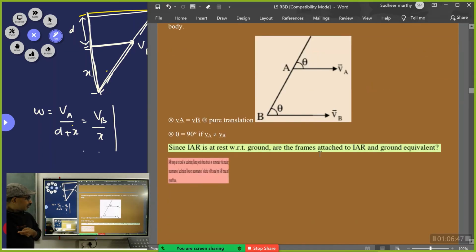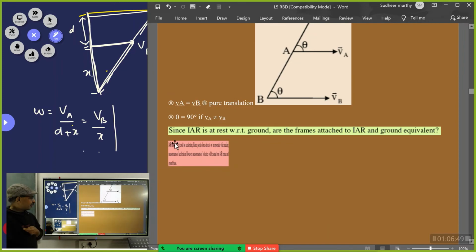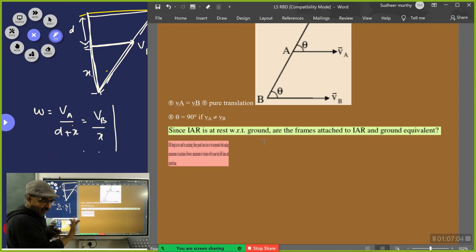Now, some difficult situation. Since the instantaneous axis of rotation is at rest with respect to ground, you can imagine that a body is moving, the instantaneous axis of rotation is at rest with respect to ground. That is how we have analyzed. Are the frames attached to IAR and ground equivalent? Frame of reference.